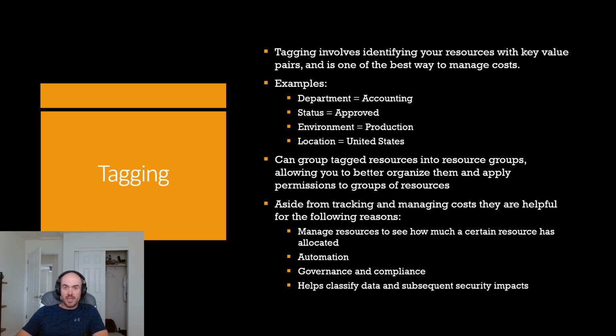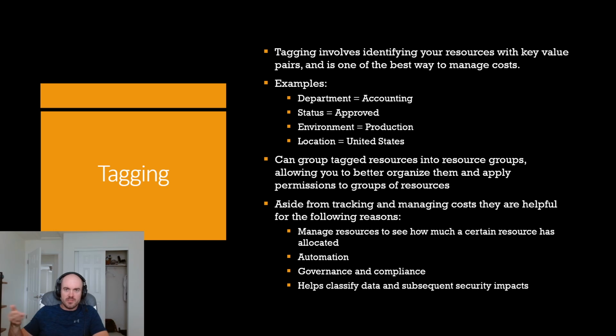All right, so tagging is very important. Tagging involves identifying your resources with key value pairs and is by far one of the best ways to manage costs. Okay, you, for example, can have tags like the Department of Accounting. Maybe you had a Department of Sales. Maybe you have a Department of Development, Department for DevOps, whatever. Maybe you could have a status of approved, an environment, right? You could maybe have a location tag.